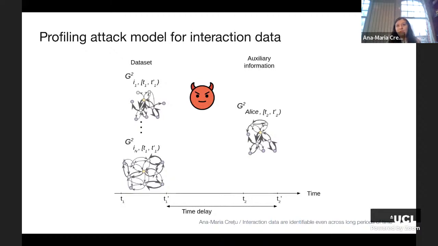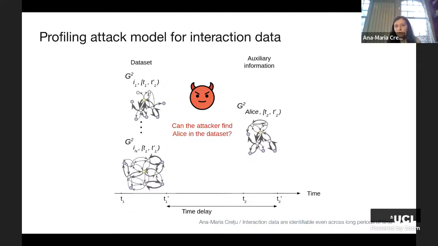In this work, we assume that an attacker, a malicious agent, would have access to a data set of k-hop interaction graphs. Here I'm showing 2-hop interaction graphs from a given time period about n people. There is one graph for each person, and another graph of one of the people in the data set, let's say Alice, that comes from a completely disjoint time period. The goal of the attacker is to identify Alice, the target user, in this data set. We will study questions such as the impact of the time delay between the data set and the target user, the impact of the population size, and others, as I will present later.